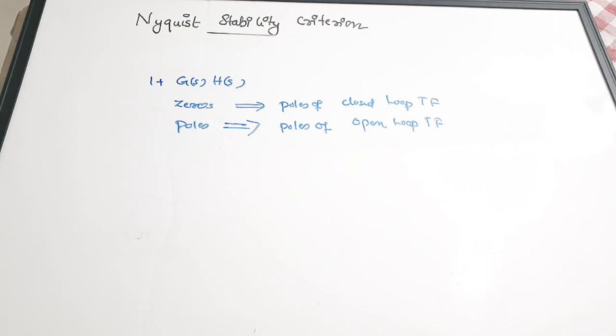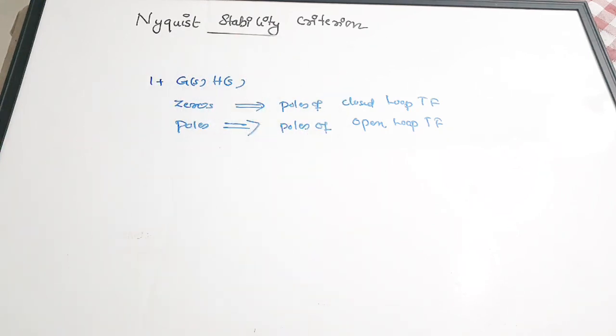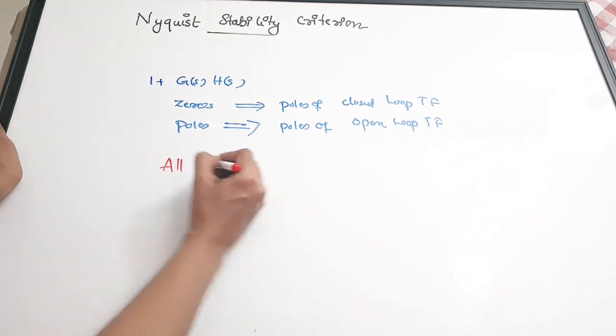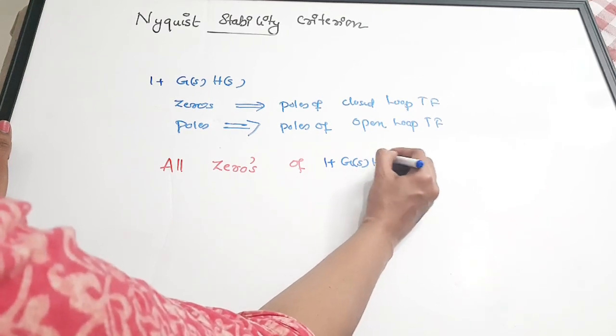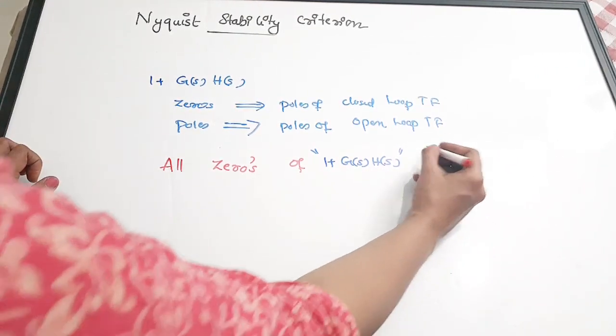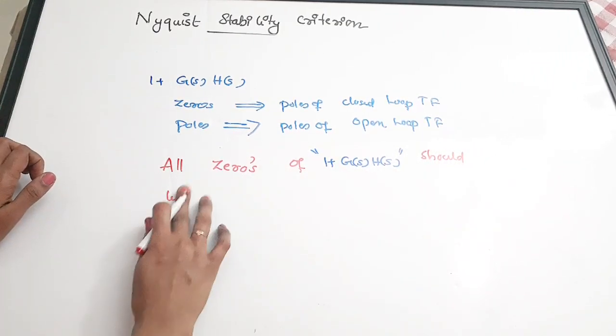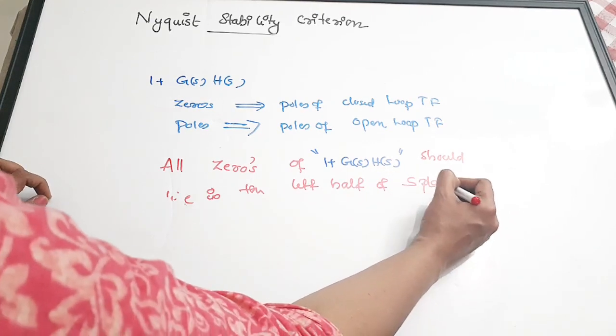So for stability condition, all the zeros of this term are in the left half of the S-plane. So if the closed loop transfer function has to be stable, then all zeros of 1 plus g of s h of s should lie in the left half of S-plane. Okay, so that is the stability condition.